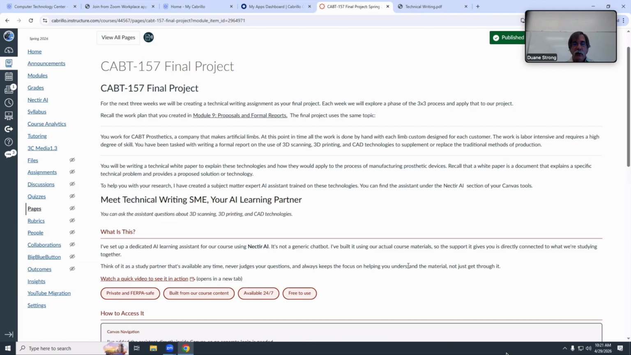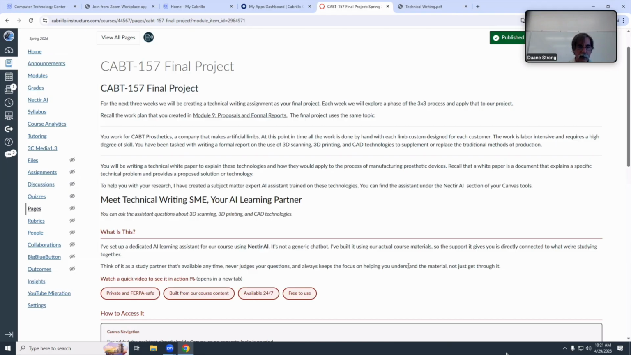Each week, we're going to explore one of the phases of the 3x3 process, and we're going to apply that to our project. Recall that you did a work plan already, and when you did module 9, it was the same exact topic. To refresh your memory, you worked for CABT Prosthetics, a company that makes artificial limbs. At this point in time, all the work is done by hand, with each limb custom designed for each customer, which makes the work labor intensive and requires a high degree of skill.